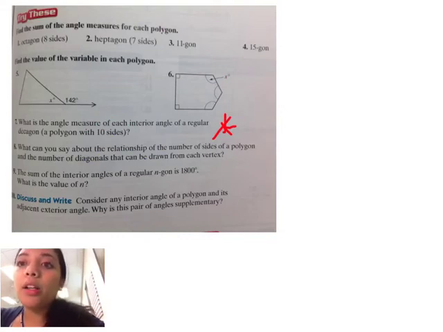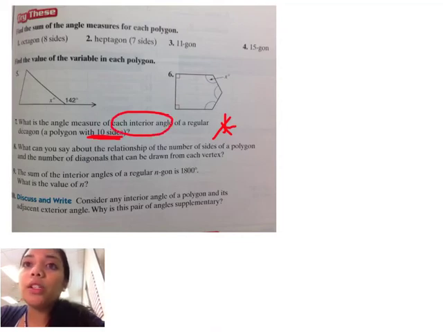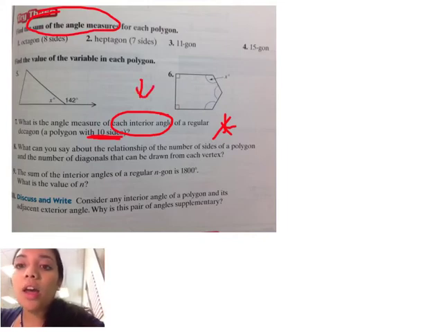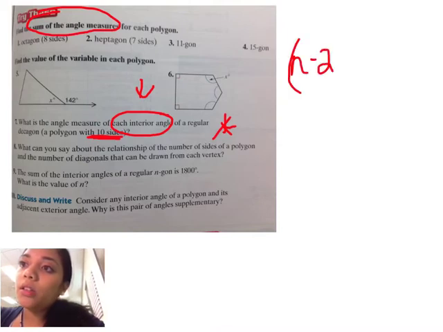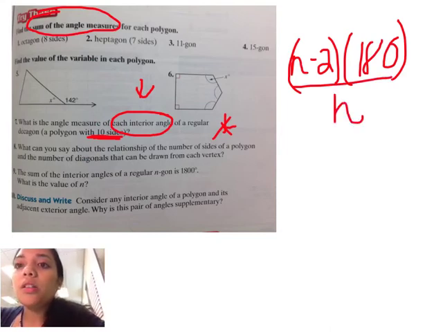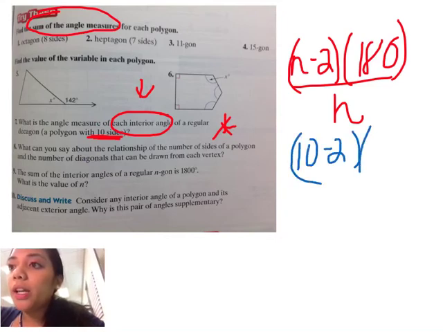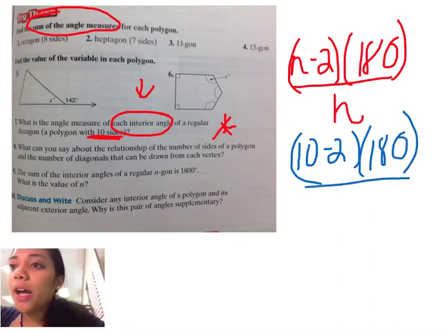A decagon is a polygon with 10 sides, so you don't even need to look up what decagon means. It even tells you. If it has 10 sides, it's asking for the angle measure of each interior angle. There's a difference. Here was the sum, and we only did the numerator. If it's asking for each, that means we're going to use every part of the equation that we have, which is n minus 2 times 180 divided by n. And n is the number of sides, so I have 10 minus 2 times 180 divided by 10.